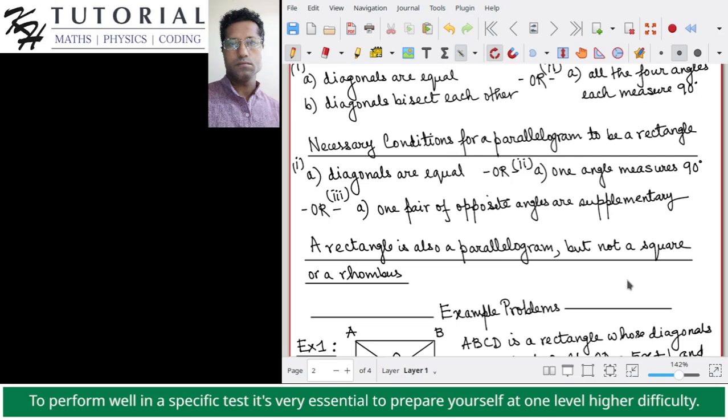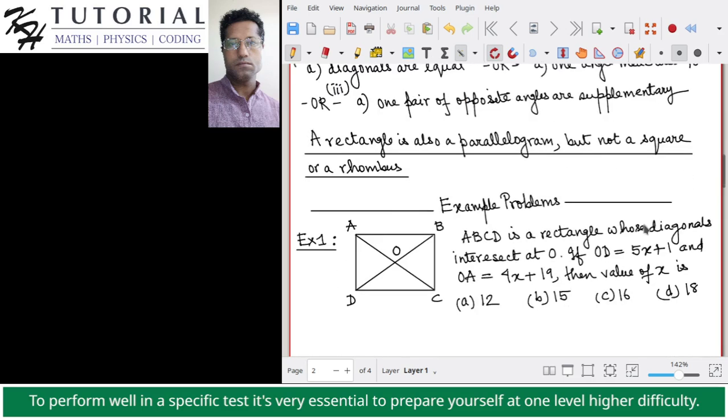Okay. So this was all about the theoretical concepts about the geometrical figure of a rectangle, its properties and the necessary conditions for a quadrilateral or a parallelogram to be a rectangle and its relation with the parallelogram, square and rhombus. Now let's solve few problems.